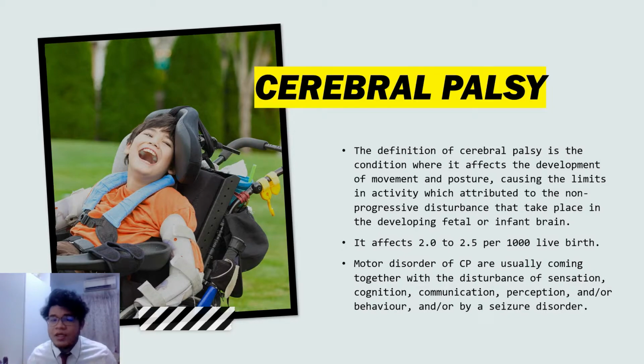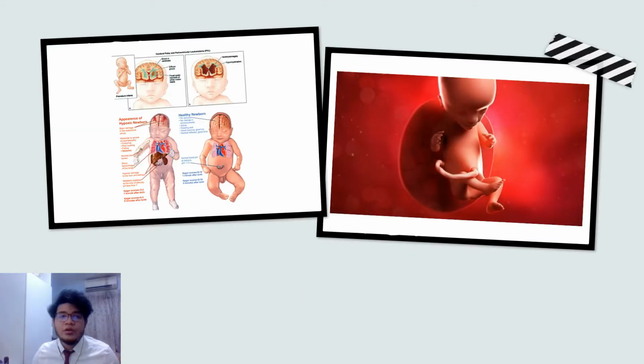Okay, and then secondly, it affects 2.0 to 2.5 per 1000 live births. And then the motor disorders of CP usually come together with disturbances of sensation, cognition, communication, perception, and/or behavior, and/or a seizure disorder. Right. So on the left here is the damaged brain of a cerebral palsy baby, and over here on the right is the fetus, or we call it fetal.